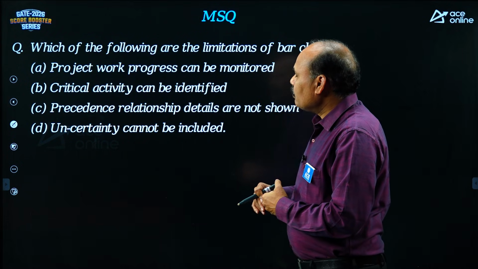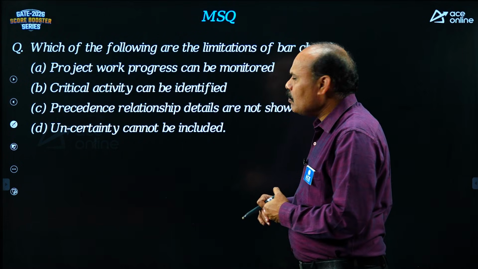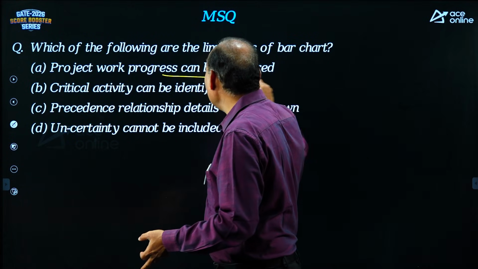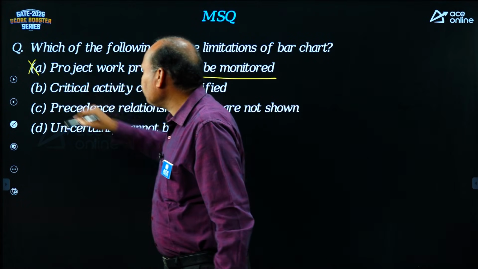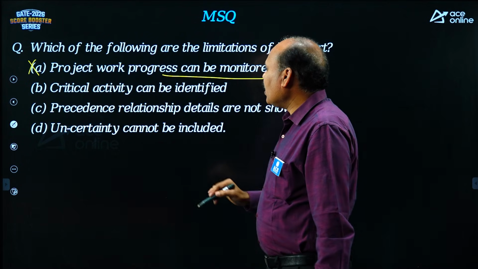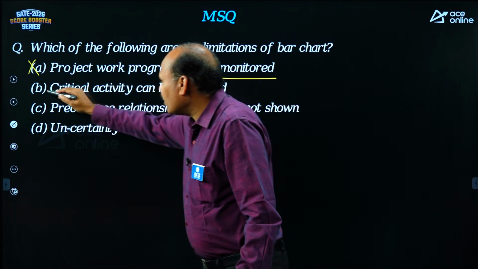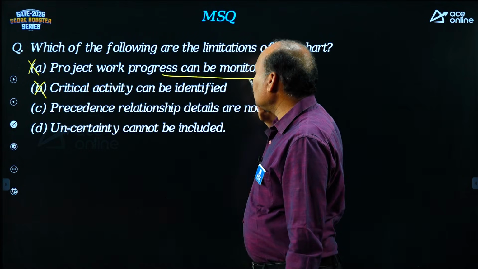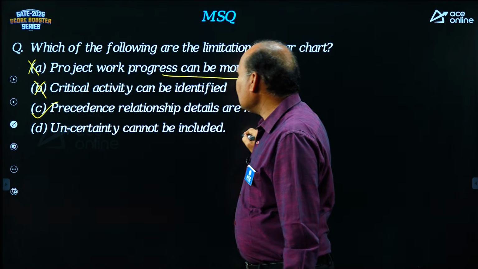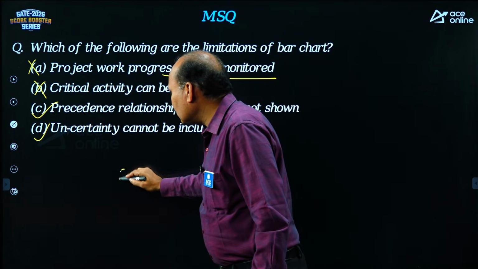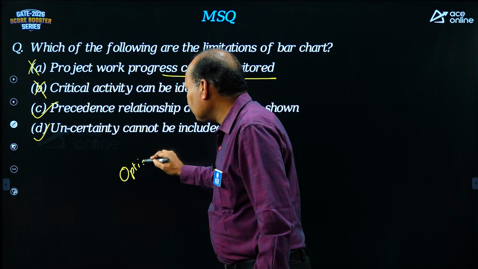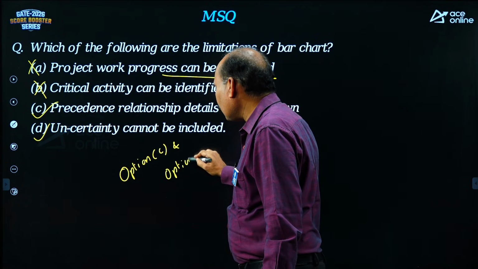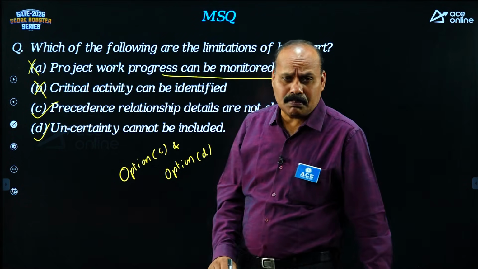So let us have the first one. Project work progress can be monitored. Actually it cannot be monitored, so this is a wrong statement. Critical activity can be identified. Actually critical activity cannot be identified. Relationships are not shown, correct. Uncertainties cannot be included, correct. So the answer is option C and option D. It is a straightforward, simple question.